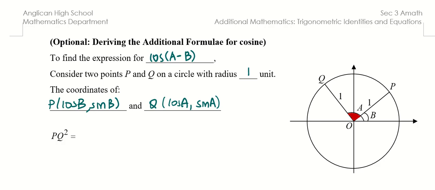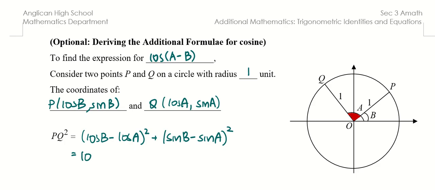Distance between 2 points P and Q can be classified as the square root of, right? But instead of looking at the square root, I take the square. So what is it? It's x1 minus x2 squared, which is, in this case, cosine B minus cosine A squared plus sine B minus sine A squared. So with that, I can do a simple expansion.